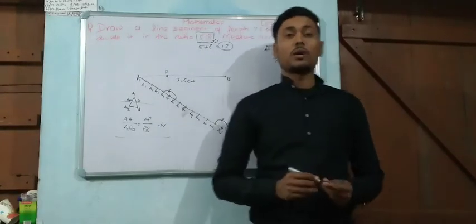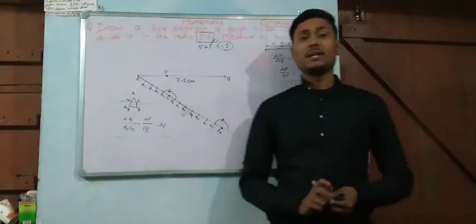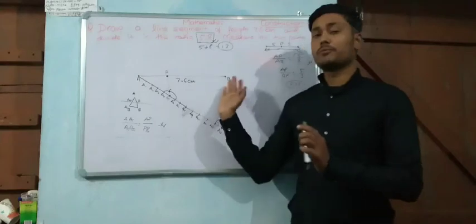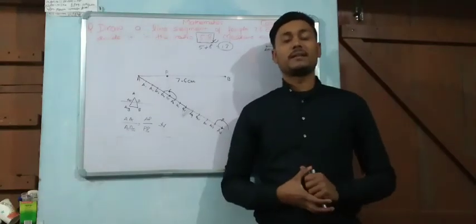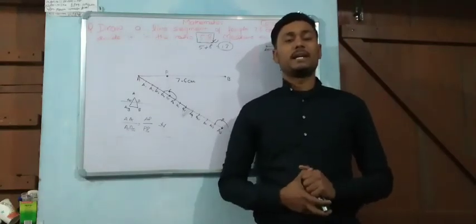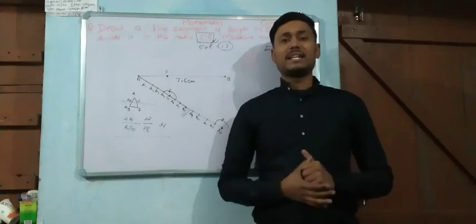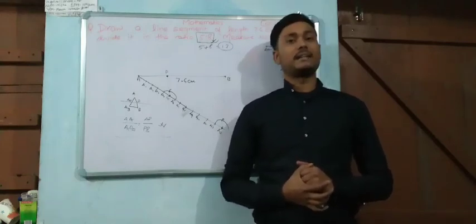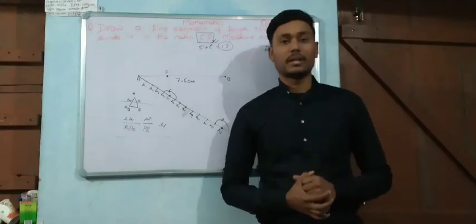So this is all for this lecture. I suggest you solve only this type of question from previous year questions. And in the next lecture we will deal with all the constructions based on circle and tangent to the circle. Thank you.